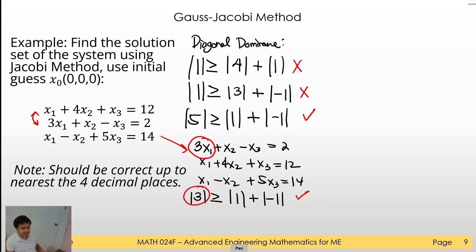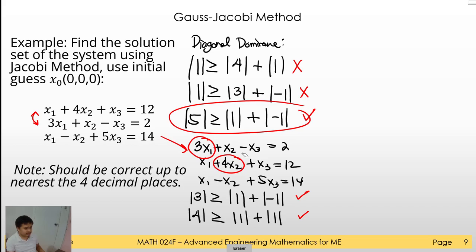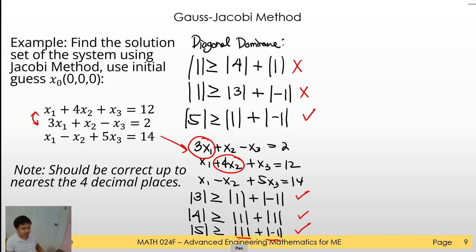And then for this one, we can check as well. Is this greater than or equal to 1 and 1? So 4 is greater than 2, right? So this is also diagonal dominant. And again, this is already diagonal dominant, so we can just write this again. We have 1 and negative 1. So this is diagonal dominant, since 5 is greater than 1 plus 1, which is 2.